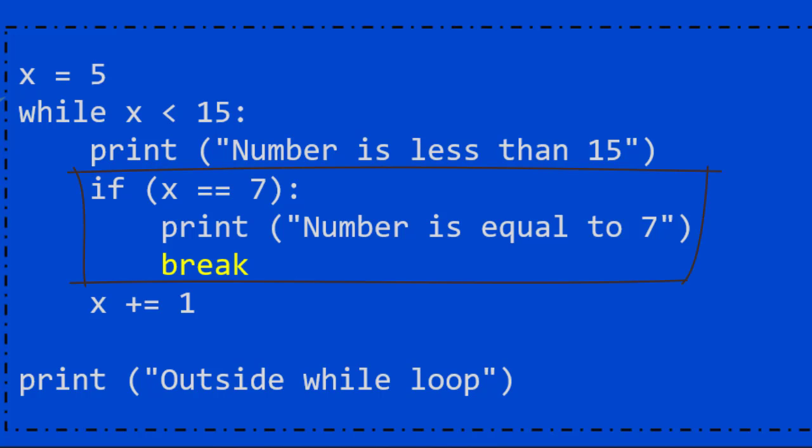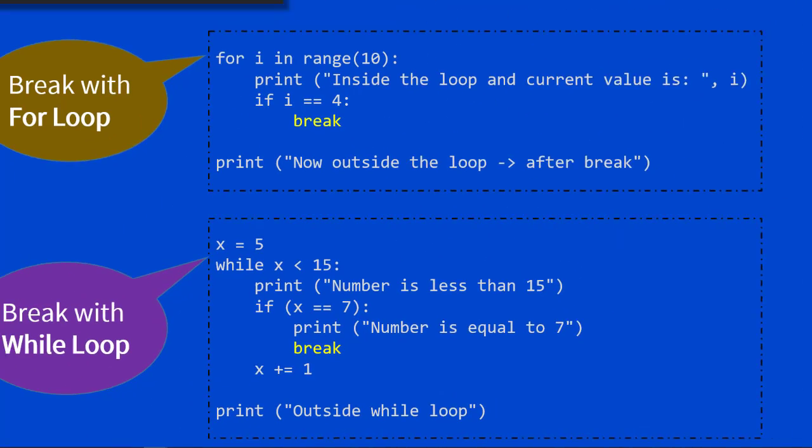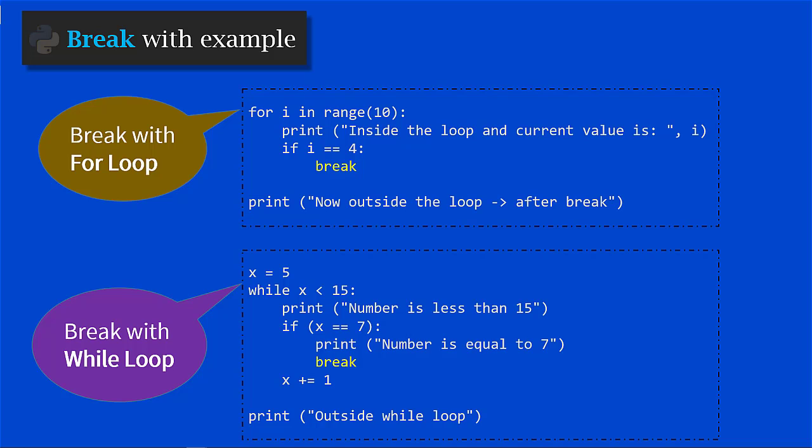So I started with 5. If x equal to 7, then print the number is equal to 7 and at the same time break the while loop. And if it is not equal to 7, then increment the value with 1. X plus equal to 1, which is equivalent to x equal to x plus 1. Alright, once the loop breaks out of the while loop, it will say print outside the while loop to showcase that yes, loop has exited using break statement and I am outside the while loop.